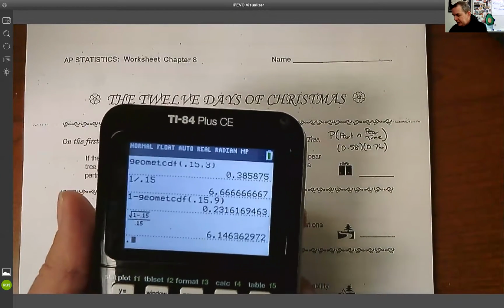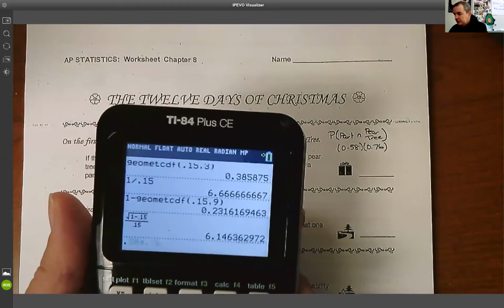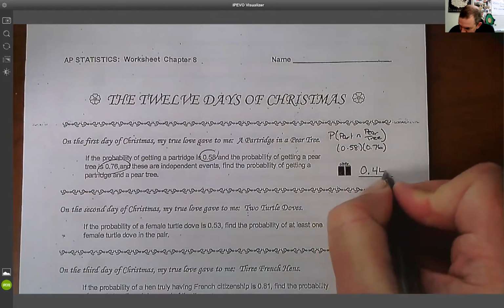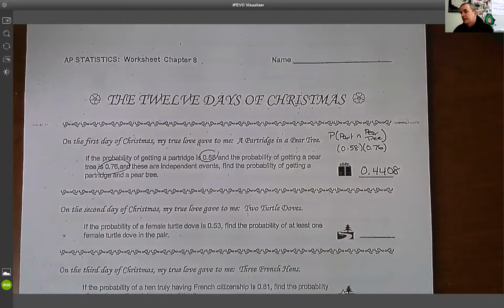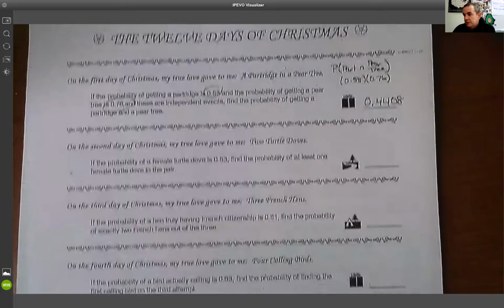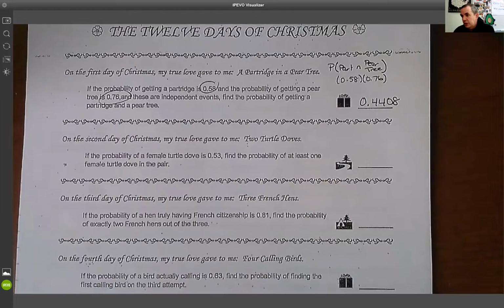Calculator: 0.58, 0.76, 0.4408. So there's about a 0.4408 chance of getting a partridge and a pear tree. Okay, so now let's go through and just kind of figure out which is which.